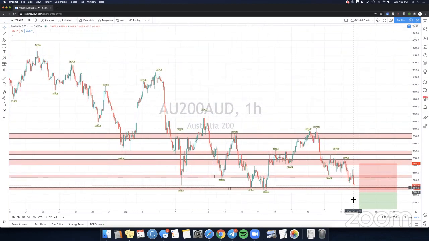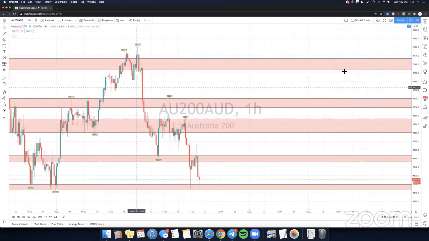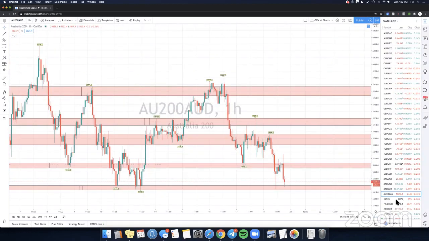So I'd wait for it to break that point, because you don't want to enter a sell right here and then it ends up rejecting on you, bouncing up, because if that happens, then you're going to be in some drawdown. So I wait for it to close below, and then once it does, you can enter a sell. So there goes the Aussie 200. Let's move on to the next one.